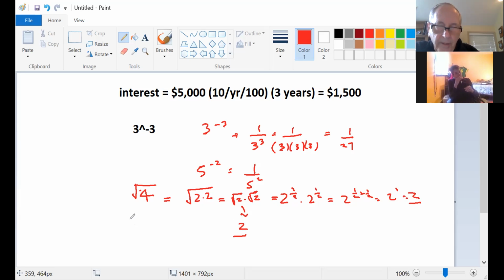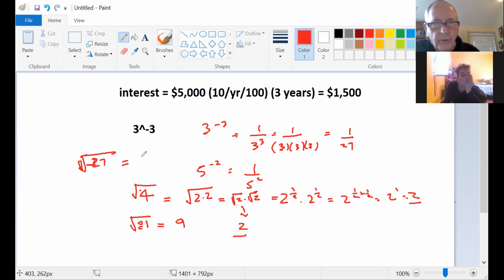If I had the square root of 81, what would the answer be? 9. Exactly, square root of 9 times 9. And then to make it a little more complicated, what if I had the square root of 27? How would I simplify that?